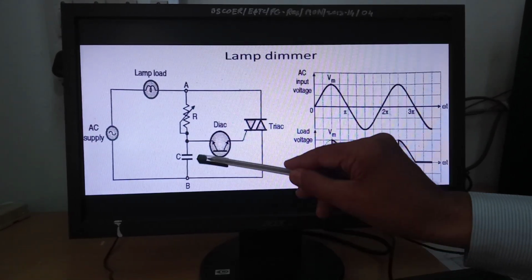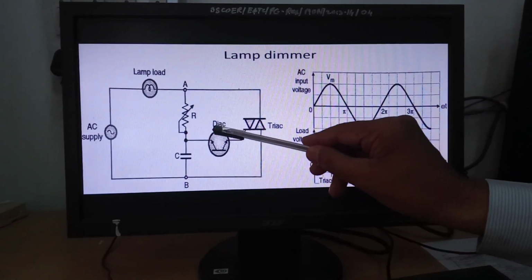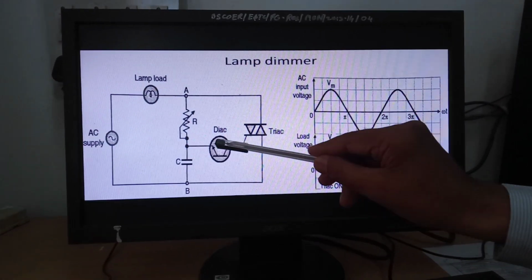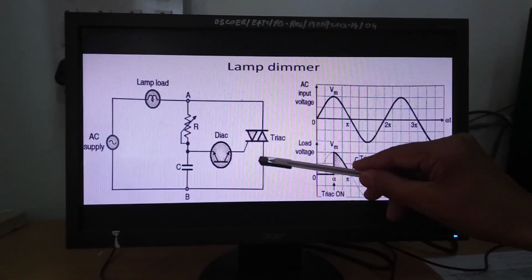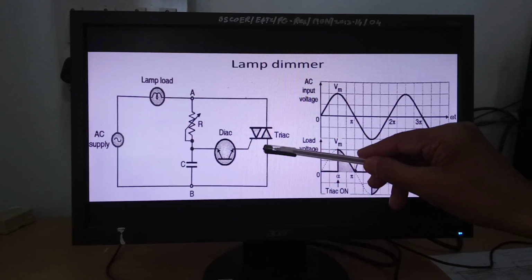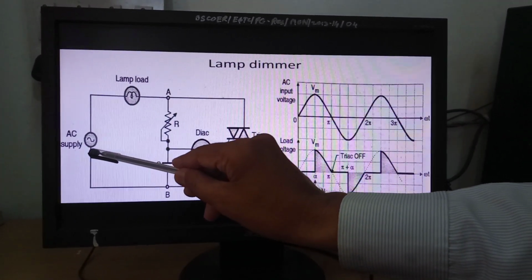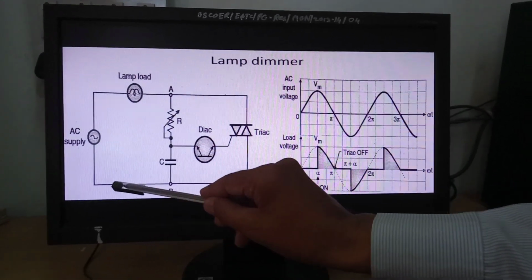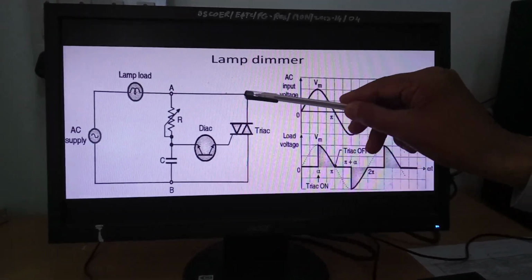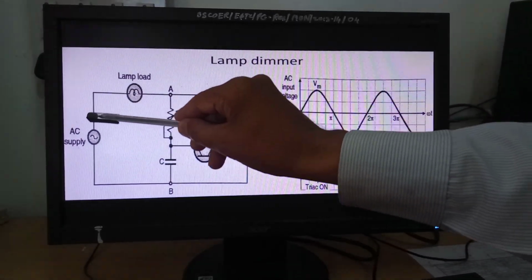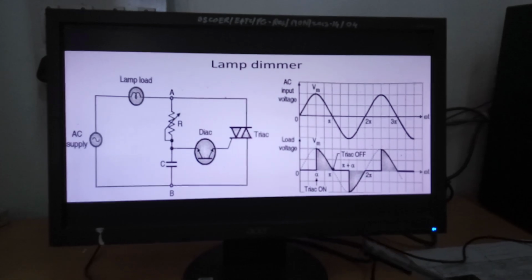Whenever this capacitor charges to the breakover voltage of this DIAC, since the DIAC is a bidirectional device, it will conduct and this voltage will be applied to the gate of this TRIAC, and this TRIAC will turn on and current will flow through the load by this path: from neutral of this supply through MT2, through TRIAC, MT1 and through this load back to phase. So this will continue its conduction.